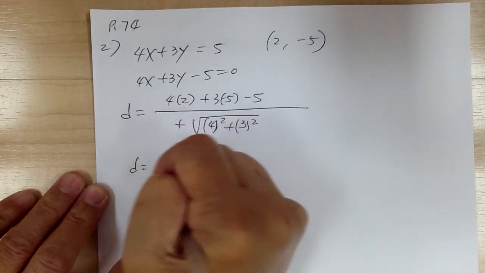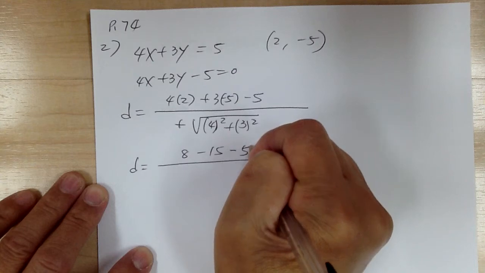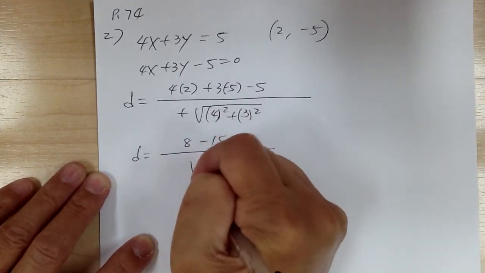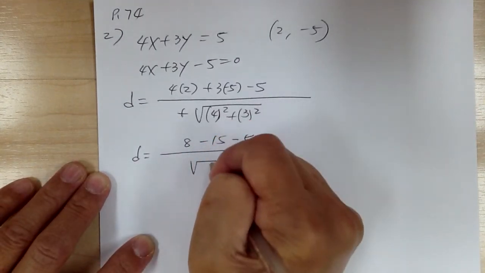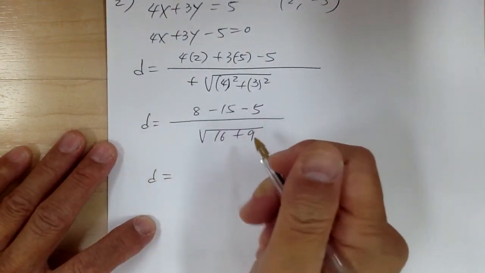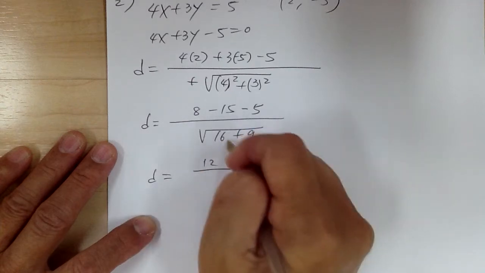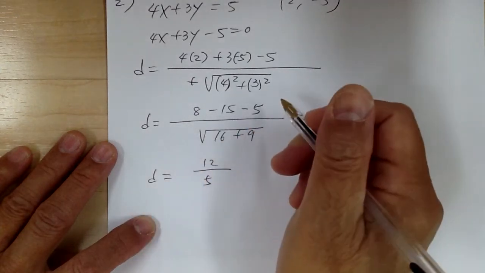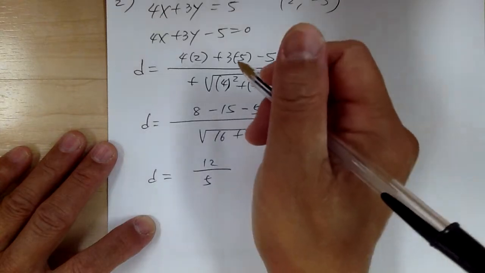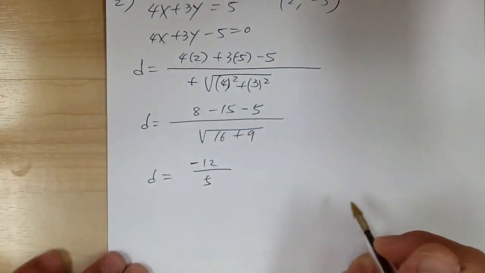And so distance will equal the absolute value of 8 minus 15 minus 5 over the square root of 16 plus 9. So distance will equal 12 over, again you simplify that, you get 5. And this would be negative 12. Okay.